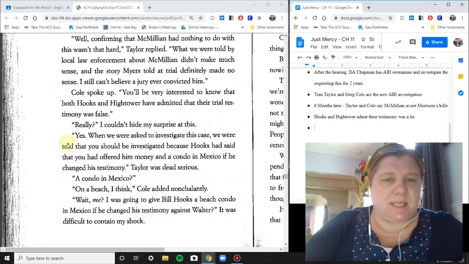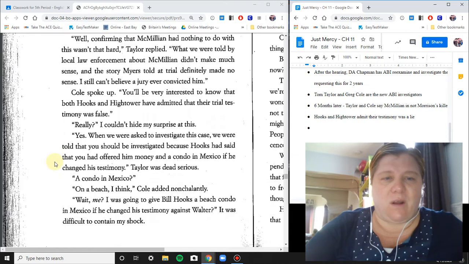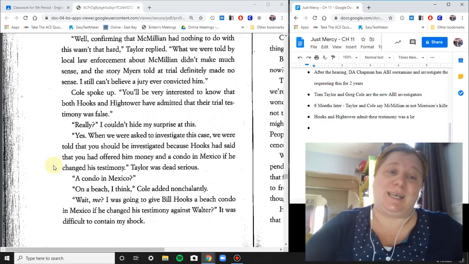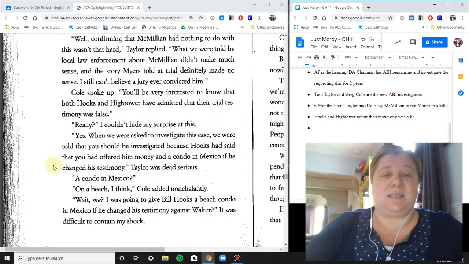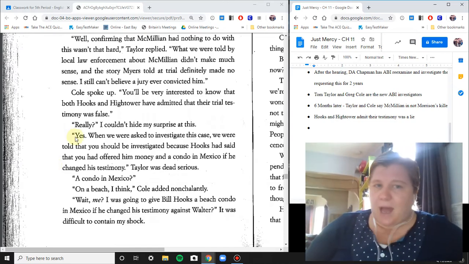Really? I couldn't hide my surprise at this. Yes, when we were asked to investigate this case, we were told that you, Stevenson, should be investigated because Hooks had said that you had offered him money and a condo in Mexico if he changed his testimony. Taylor was dead serious.